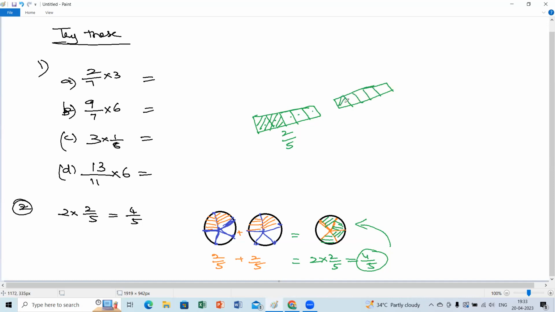Don't take which picture, ma'am? I can take only circular. This is also 2/5. 2/5 plus 2/5 together, if I mark it as 1, 2, 3, 4, 5, which is 2 times 2/5, this is 4/5. The whole part always belongs to the numerator only, children, please remember.